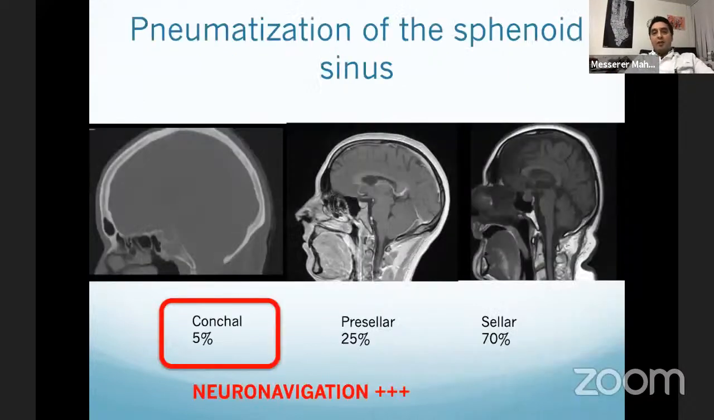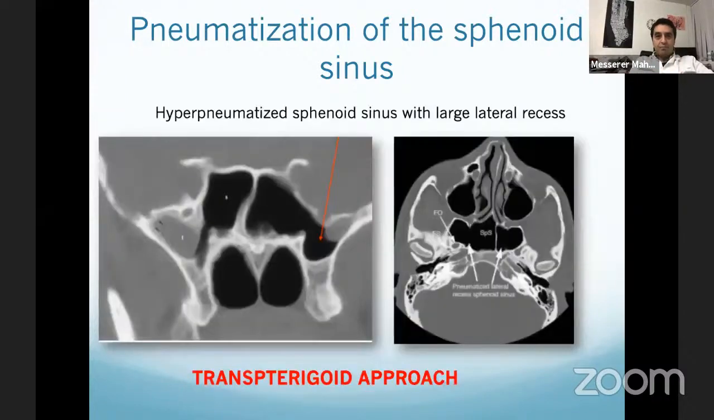When you deal also with the conchal sinus, don't hesitate to use navigation. It's very helpful, especially when you drill from the anterior wall of the sphenoid sinus to the sellar floor.